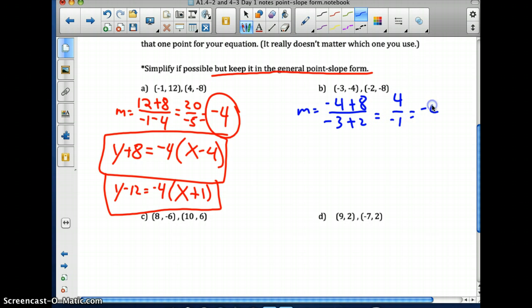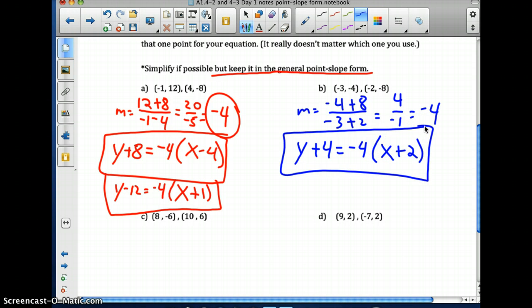-4 again. It's weird. I don't think either point looks a little bit easier. Maybe that first one has smaller numbers. Use the first point and our slope and write the point slope form equation, please. y plus 4 equals -4 times the quantity of x plus 3. I said +2 and it's supposed to be +3. I was looking at the other point. x plus 3. Thank you for catching that. And I forgot the parentheses.